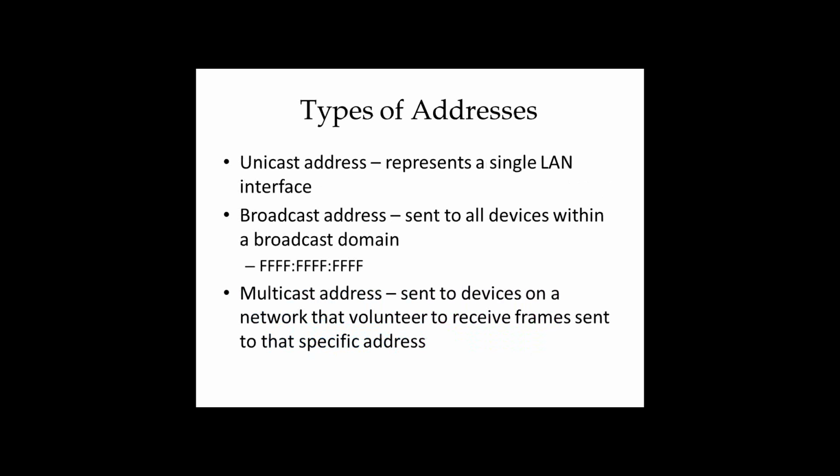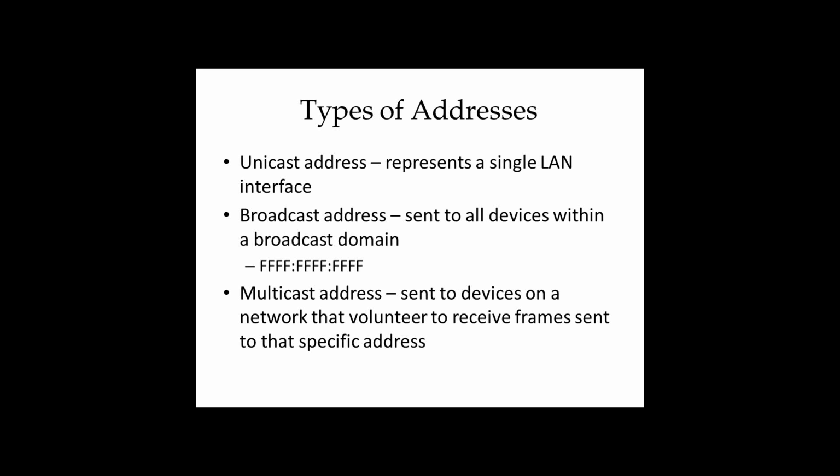So switches use these addresses to determine where frames are to go. Now, there's different types of addresses. You've got the unicast address, and that simply represents a single LAN interface, meaning that if I send a frame out of my computer to a server, and the machine knows what the destination MAC address is for that server, it's going to send out a unicast frame. The destination address is specified.